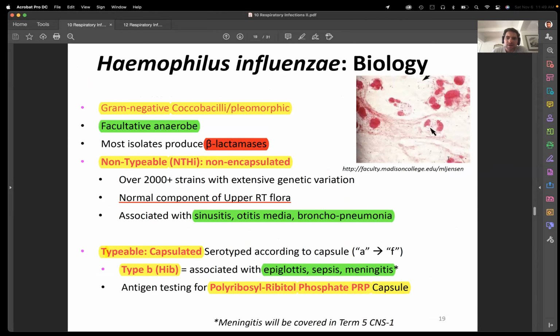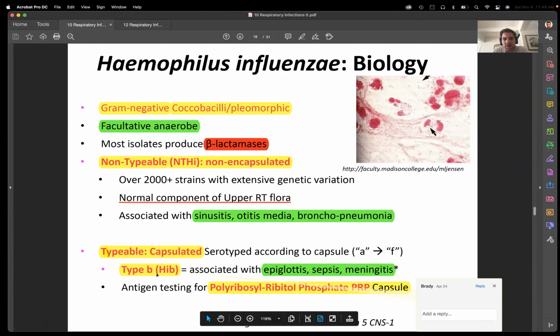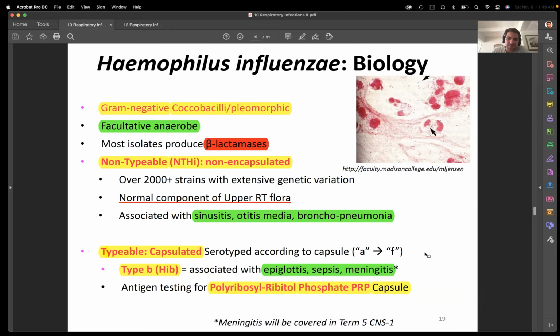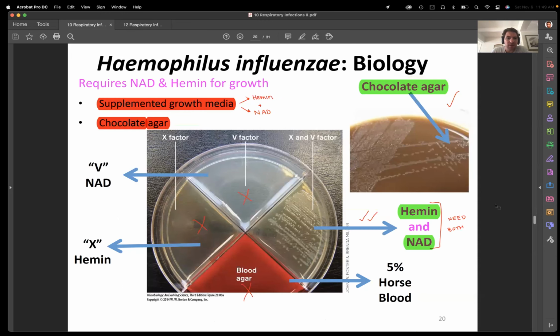All right, what else? H flu. Yeah, not as common. Facultative anaerobe, gram-negative now. Coccobacilli, you can see that there. Can cause kind of the same type of symptoms as well. Type B is the one we worry about. That is the one that the HIB vaccine is made against, okay? So that's the one that they're really worried about here.